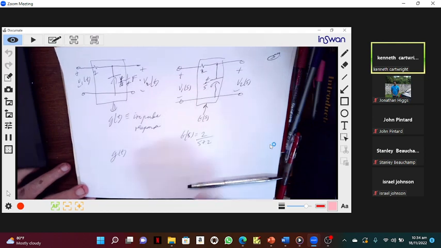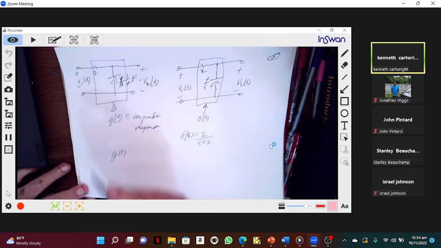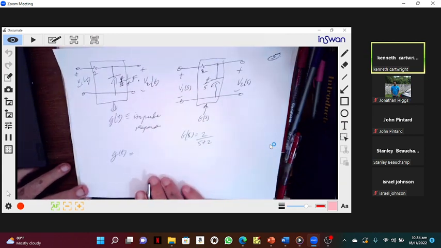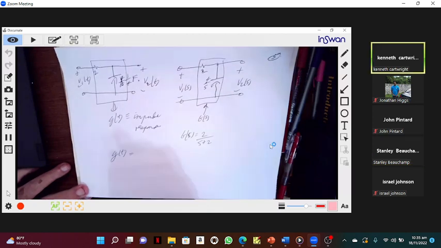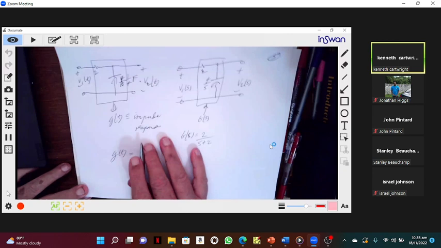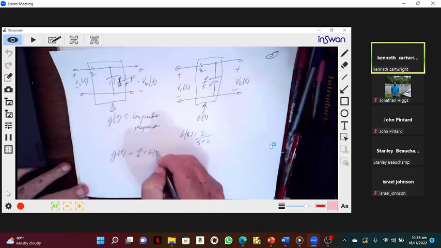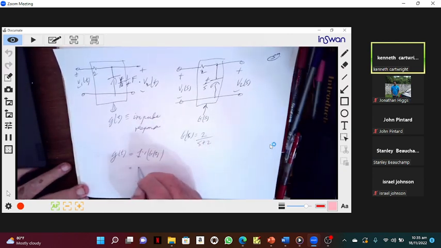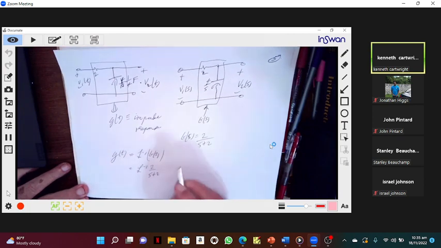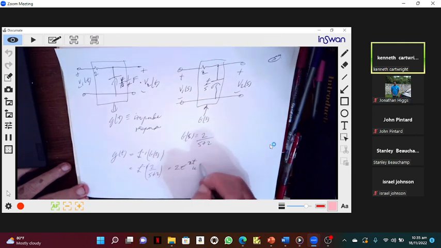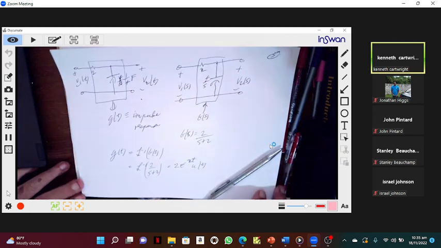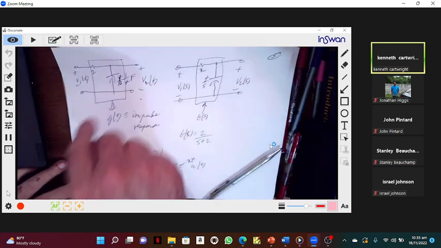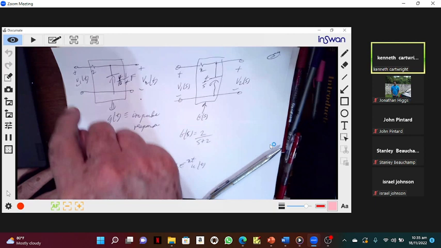So what is G of t equal to? What's the impulse response equal to? Isn't that 2e to the minus 2t? Absolutely. The impulse response is the inverse Laplace of G of s. In that case, this is the inverse Laplace of 2 over s plus 2, which is 2 e to the minus 2t u of t. That's the impulse response of this circuit.